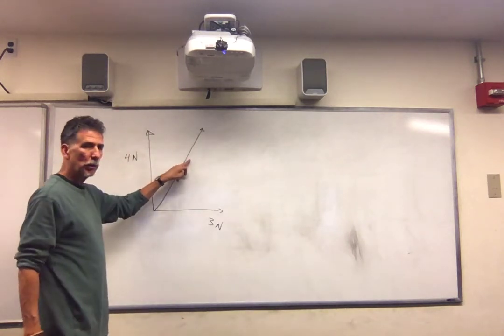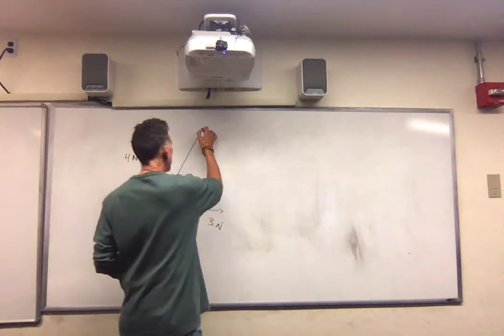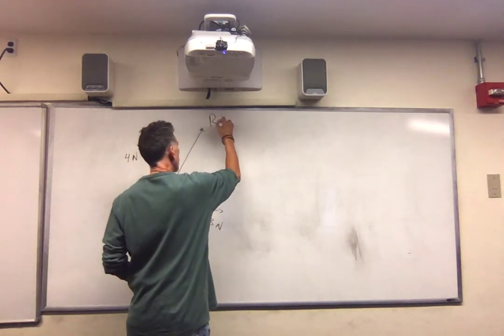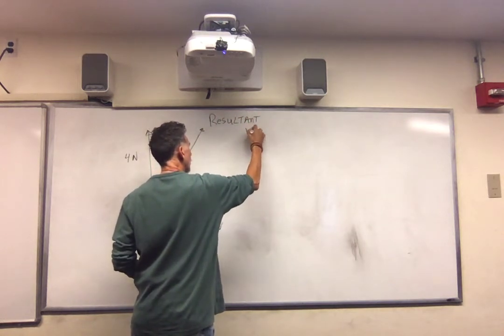This vector is the result of this and this adding as vectors. We're going to call this vector the resultant vector.